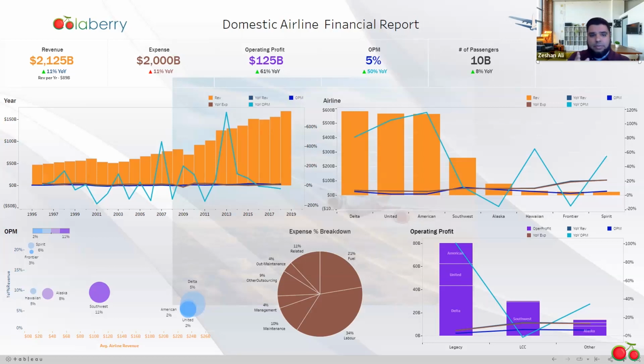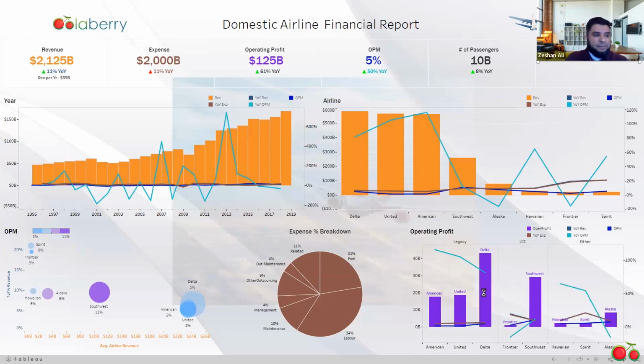Next, we have in center the pie chart, which is going to be our total expense percent breakdown. And then on the bottom right, we'll see the subtype to operating profit. Now, the subtype is dependent upon the legacies, which are going to be Delta, United, and American. And you'll also be able to drill down into the data as needed.